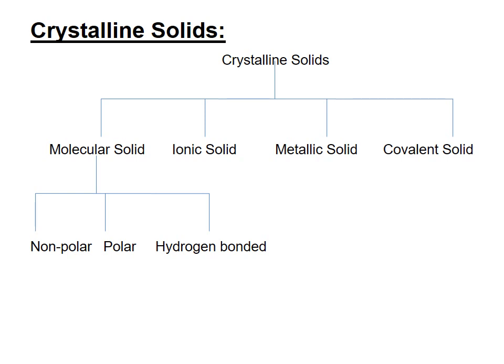That is the reason why these crystalline substances are classified into different types. They are classified into 4 different types: molecular solids, ionic solids, metallic solids, and covalent solids. Specifically, molecular solid is further classified into 3 subcategories: nonpolar molecular solids, polar molecular solids, and hydrogen bonded molecular solids. We will be discussing each of them one by one in detail.